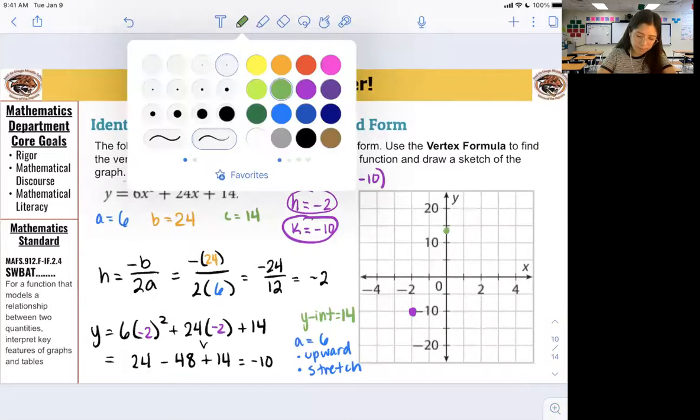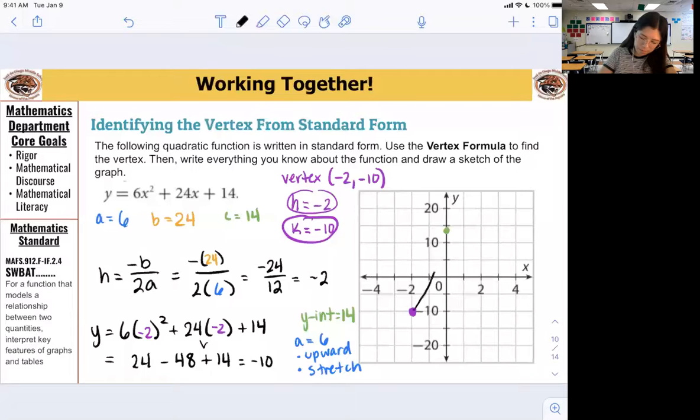I'm going up, up, up, and on the other side, same thing. Oh, that's so ugly. Let me fix that. Okay, there we go. That's a little bit better. And that's it. That's my graph. I am done.